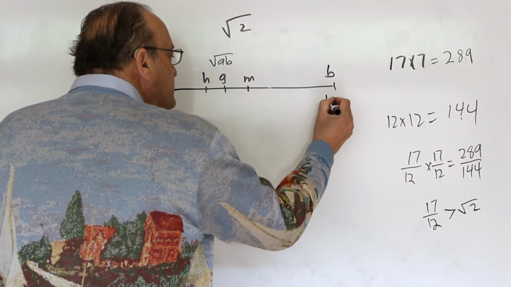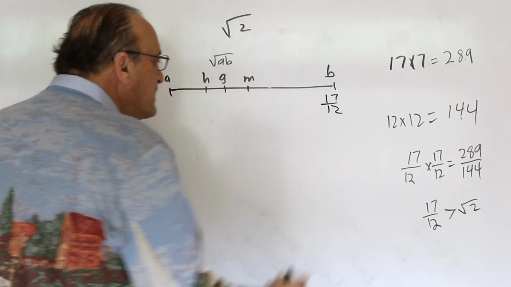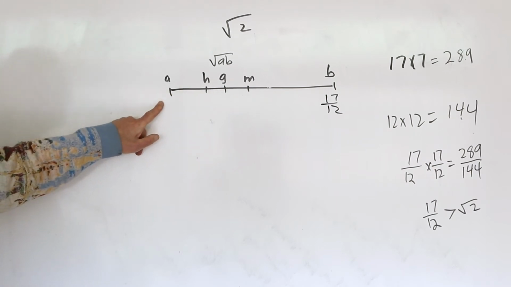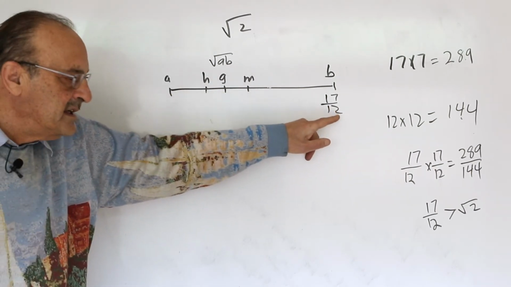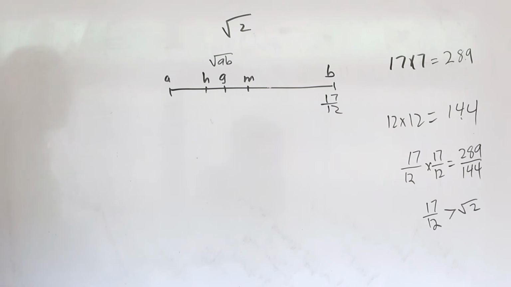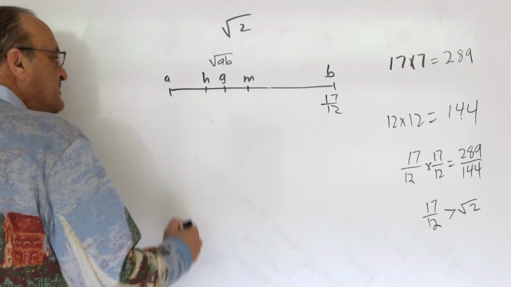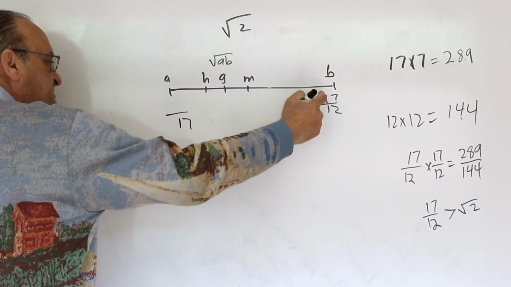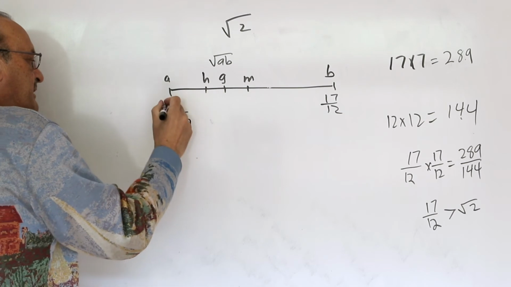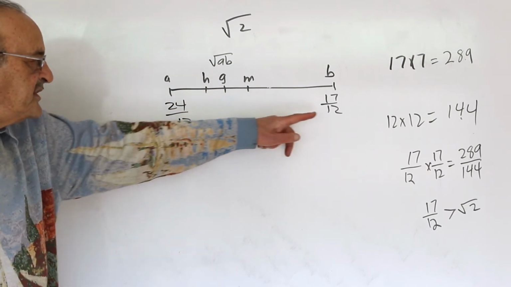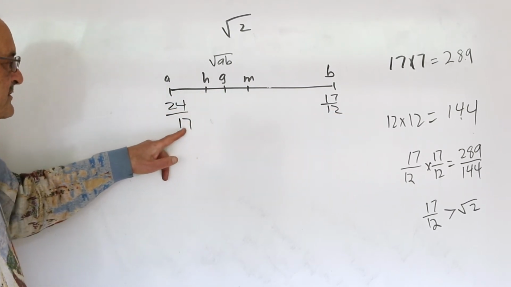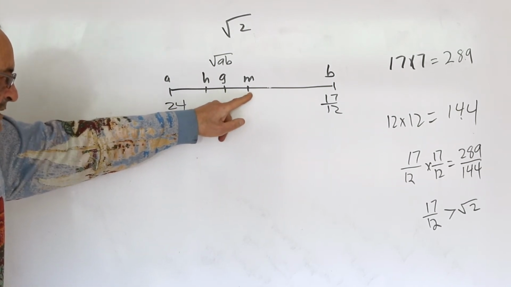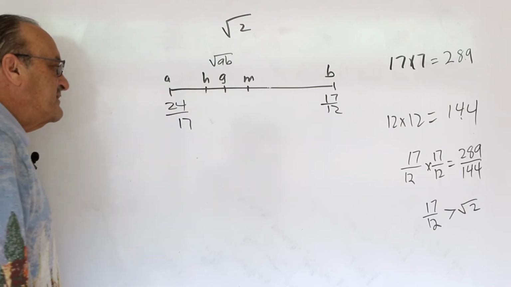So I can put 17/12 here. It's already close to the square root of 2. So here I want A to be, when I multiply A and B, I want to get 2 on the nose. So I'm going to have 17 down here, so the 17s and 17s will cancel. And here I want 24. So if I multiply these two numbers, I get 2 exactly. And so here I'm going to calculate this by adding and dividing by 2.